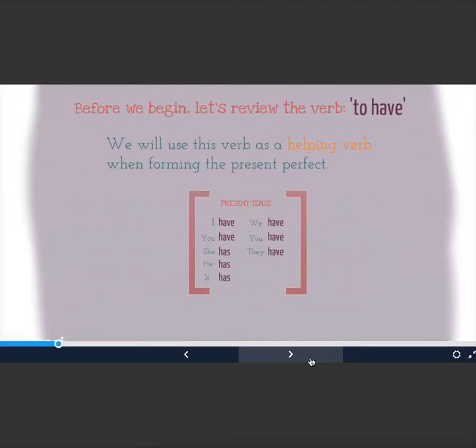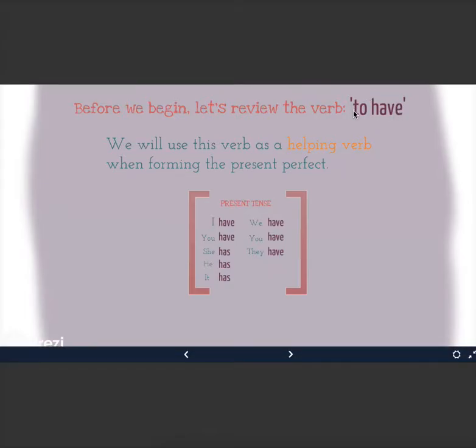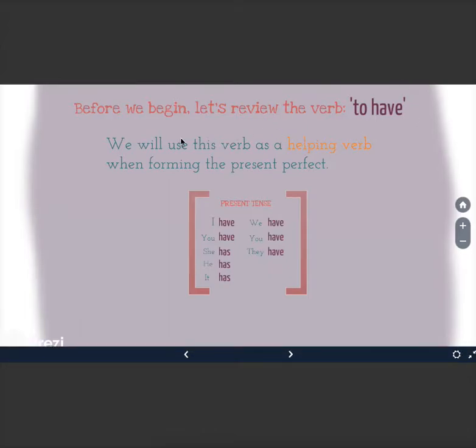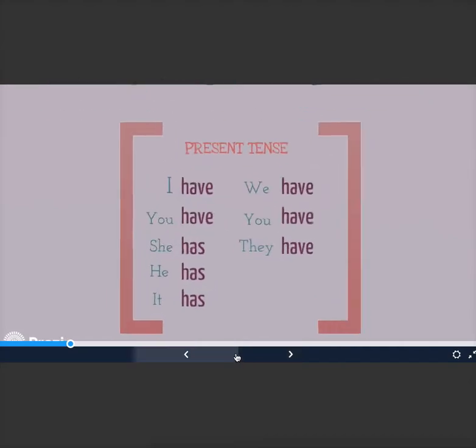First of all, my dears, before beginning, it is super important to review the verb to have. As I was telling you, it is necessary, mandatory, to understand how to use have in order to be able to use present perfect in a correct way. We will use this verb as a helping verb. This is going to be the auxiliary verb in present perfect.